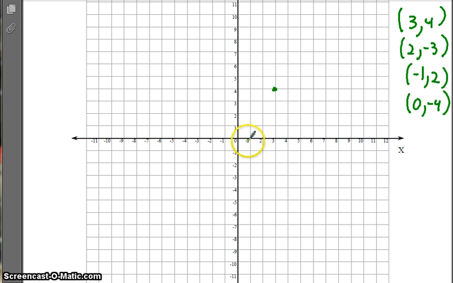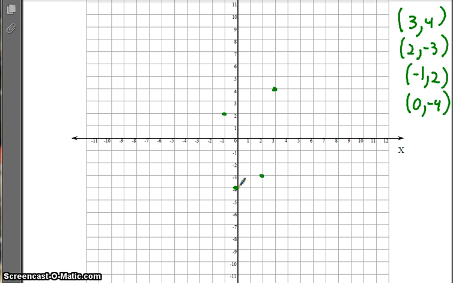Then I'm going to go 2 over for my second one, and down 3 because my y is negative. Now my x is negative, so I'm going to go to the left once, and then up twice because my y is positive. Then my last one, my x is at 0, so it stays there, and my y is negative 4, so I just go down to negative 4, and I have my points graphed as easily as that.